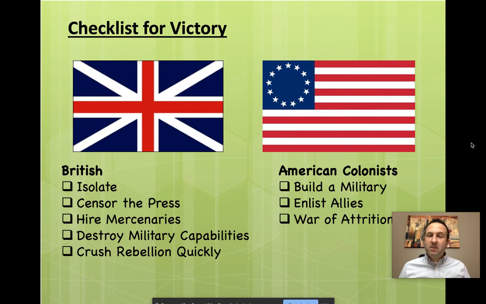The problem is, for the British, by doing this and not succeeding in ending the war quickly, not succeeding in capturing colonial leaders, they get bogged down. They get stuck in the North. And one of the reasons they get stuck there is because of George Washington.